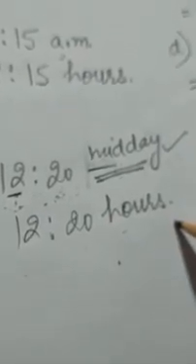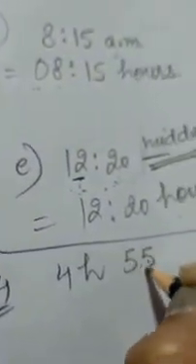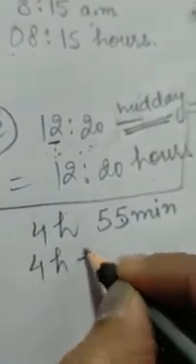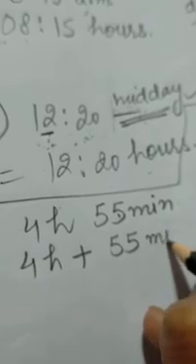Yes friends, now let's move to sum number 4. These are your favorite sums, I think. Yes, these are the sums of conversion. First is express 4 hours 55 minutes into minutes. How will we do this? Firstly, we will write 4 hours plus 55 minutes.